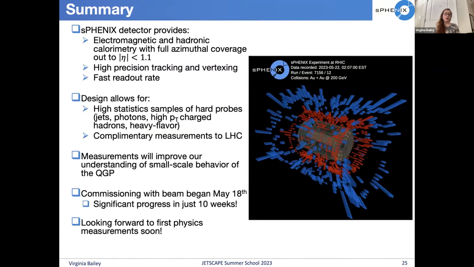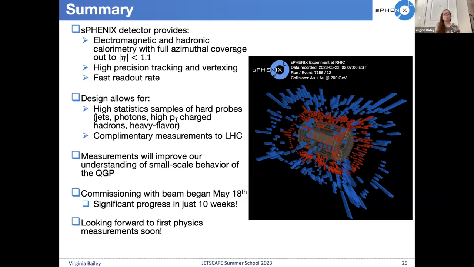So that brings me to the summary. The sPHENIX detector provides full coverage electromagnetic and hadronic calorimetry in full azimuth out to plus or minus 1.1 in pseudorapidity, as well as high precision tracking and vertexing and a really fast readout rate, all of which will allow for high statistics samples of hard probes, things like jets, photons, hadrons, and heavy flavor probes, and produce measurements complementary to those that have been done, especially at the LHC. The measurements can help us to improve our understanding of the small-scale behavior of the QGP, especially when comparing with models and trying to extract parameters from models.